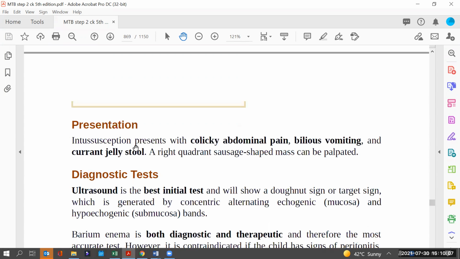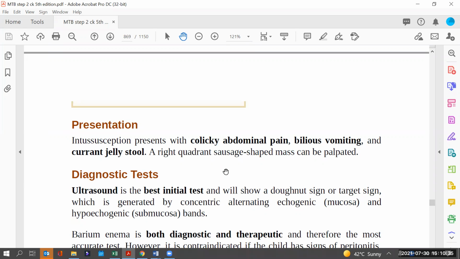Now here, intussusception presents with colicky abdominal pain. Of course, bowel loops are going to telescope into each other. So the patient may present with colicky abdominal pain, bilious vomiting, and currant jelly stool. So of course, that's the presentation. Colicky abdominal pain, bilious vomiting. Why bilious vomiting? Sometimes the vomitus is green in color. So whenever the vomitus is green in color, we always think about biliary vomiting. That is called bilious vomiting.